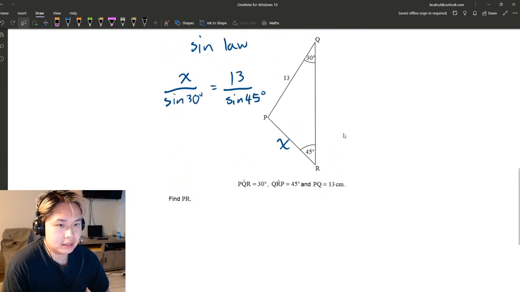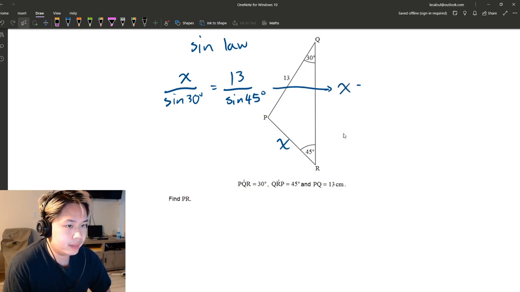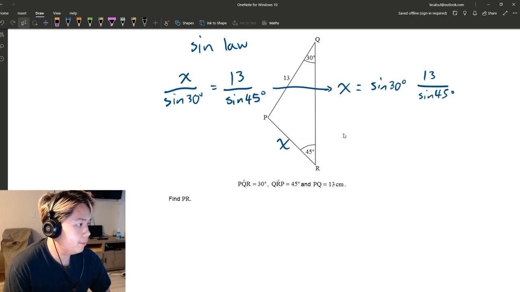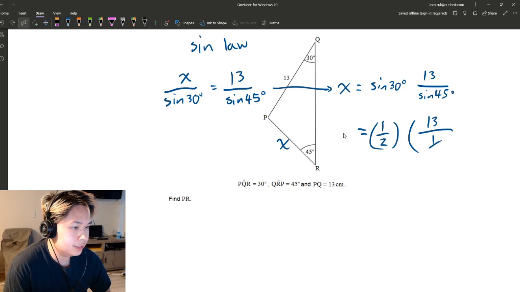Okay, so what does this mean? That means, I'll just write it over here. X is sine 30 times 13 over sine 45. And these are ratios that you should know. Sine 30 is 1/2. Sine 45 is 1 over root 2.